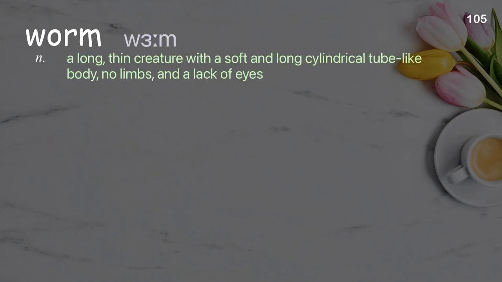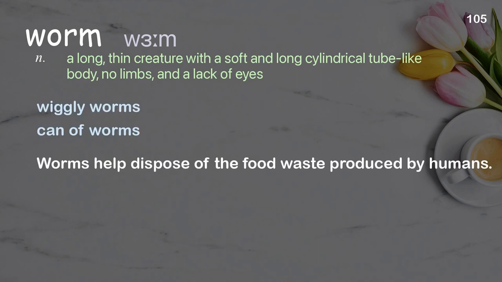Worm: a long, thin creature with a soft and long cylindrical tube-like body, no limbs, and a lack of eyes. Examples: wiggly worms, can of worms. Worms help dispose of the food waste produced by humans.